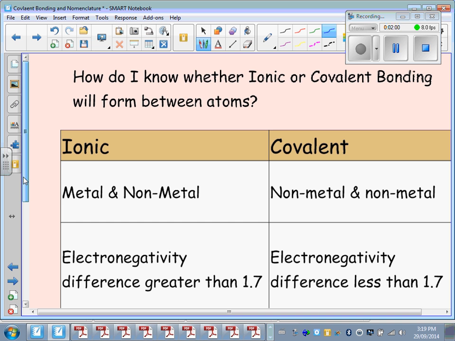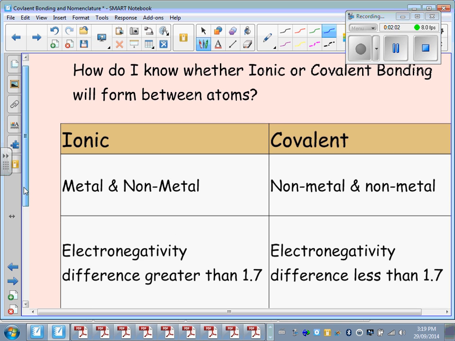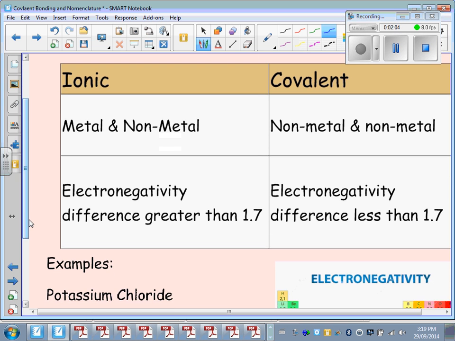Okay, so how do I know whether ionic or covalent bonding will form between atoms? Well, you've got two criteria. Number one, have a look at the atoms that form. If it's a metal and non-metal, it's going to be ionic. If it's only non-metals, it's going to be covalent.